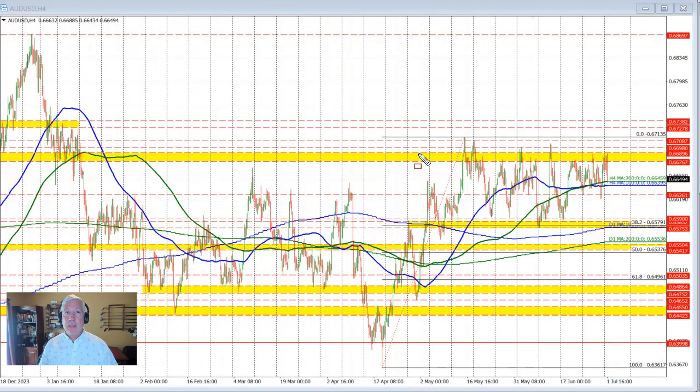Going to take a look at the Aussie versus US dollar. Today's date is July 1st, 2024. Let's get started. Just focus on the technicals. I talked before my vacation of this swing area right through here where most of the price action is taking place in the Aussie versus US dollar.